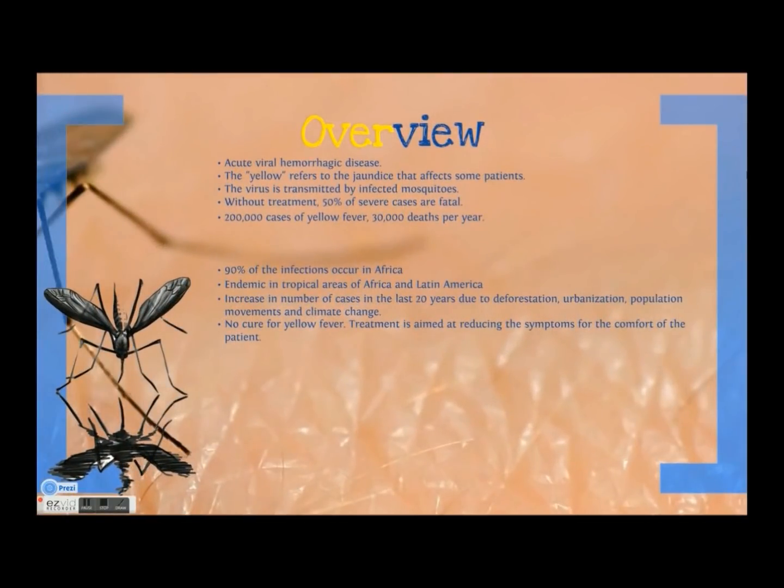Yellow fever is an acute viral hemorrhagic disease. The yellow refers to the jaundice that affects some patients. The virus is transmitted by infected mosquitoes, and without treatment, 50% of severe cases are fatal. There are 200,000 cases per year and 30,000 deaths per year.